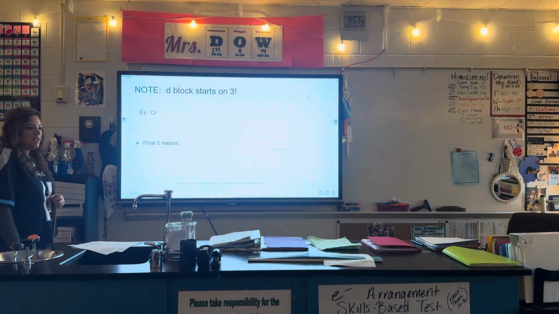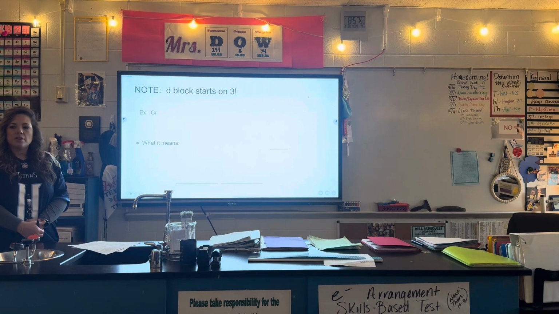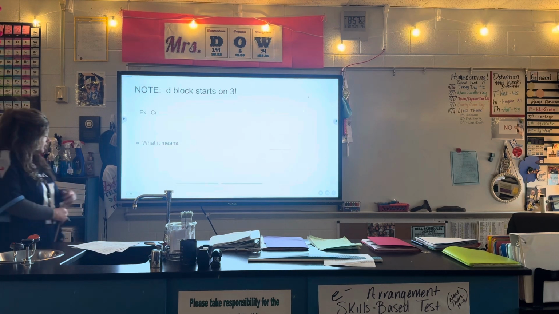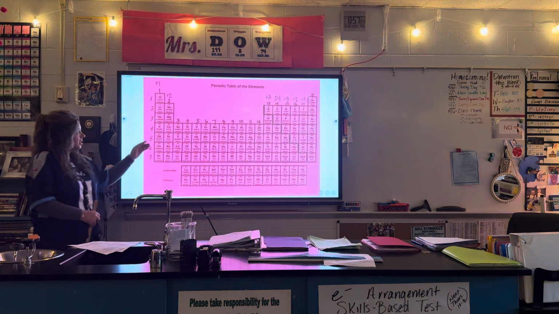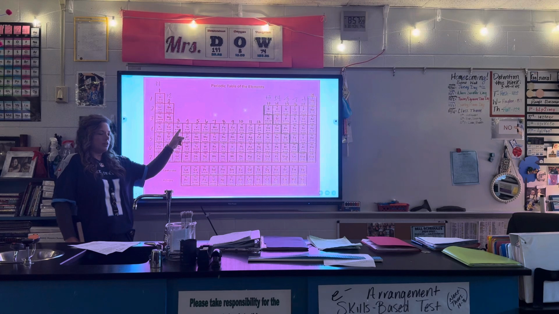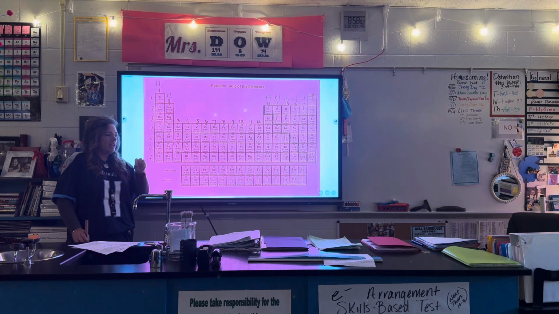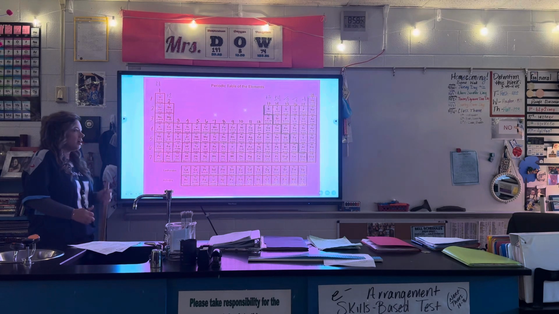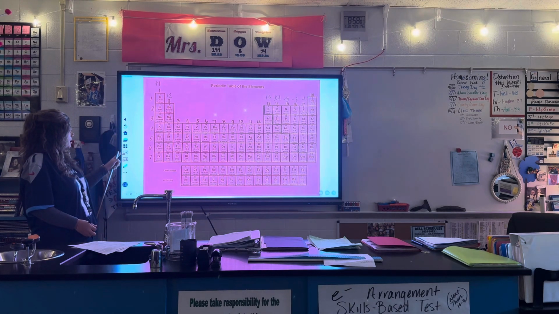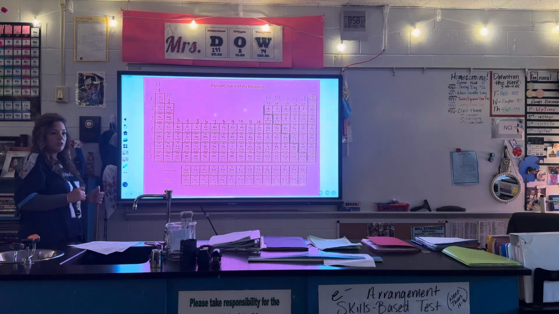Okay, but the next slide says, note, the D block starts on 3. If we look at where the D block is, it's this middle section. What row does it look like it starts on? 4. But the D block starts on 3. So on your periodic table, first of all, if you don't have the numbers over here, I would write those, 1 through 7. That way you're not having to count each time you get there. You can just look at your number.